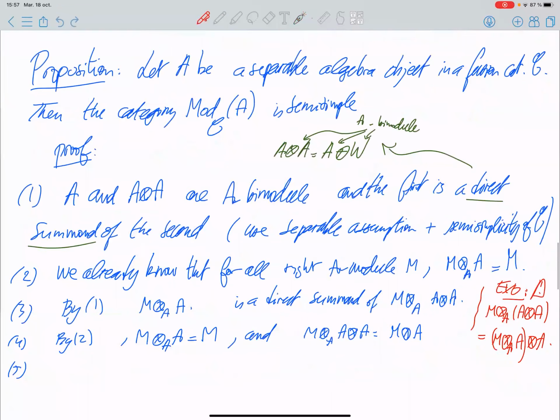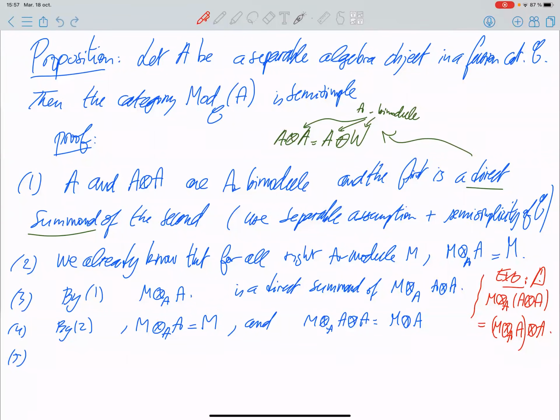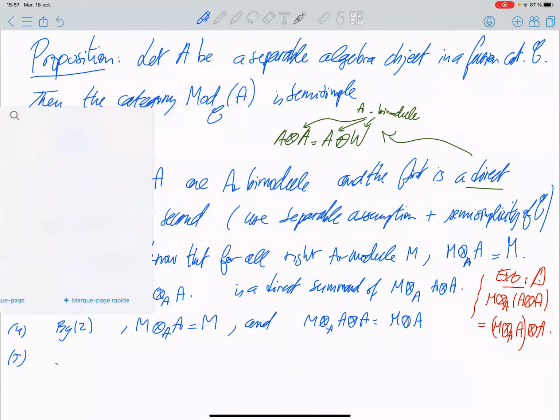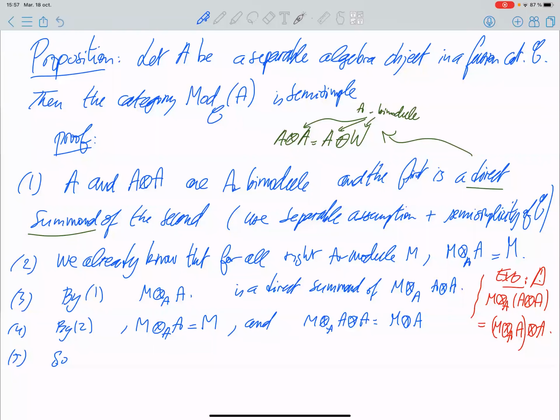So then you get that. By combining all these points, you get M is a direct summand of M tensor A, usual tensor product. Just combine 3 and 4. And so, six. So the next step.